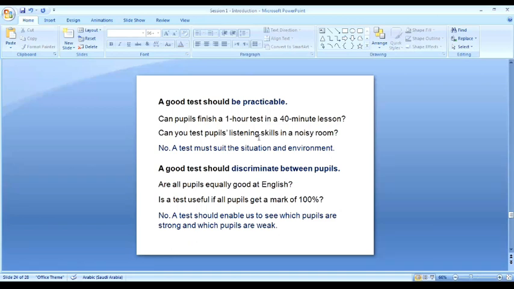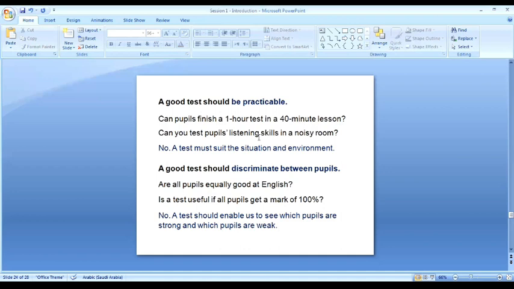This test is not practicable because the students who are sitting under the tree may not answer the test freely because of the noise that they hear outside. So it should be practicable. All the students should be tested under the same condition. So you cannot test listening in a noisy room. Also, this is not practicable.